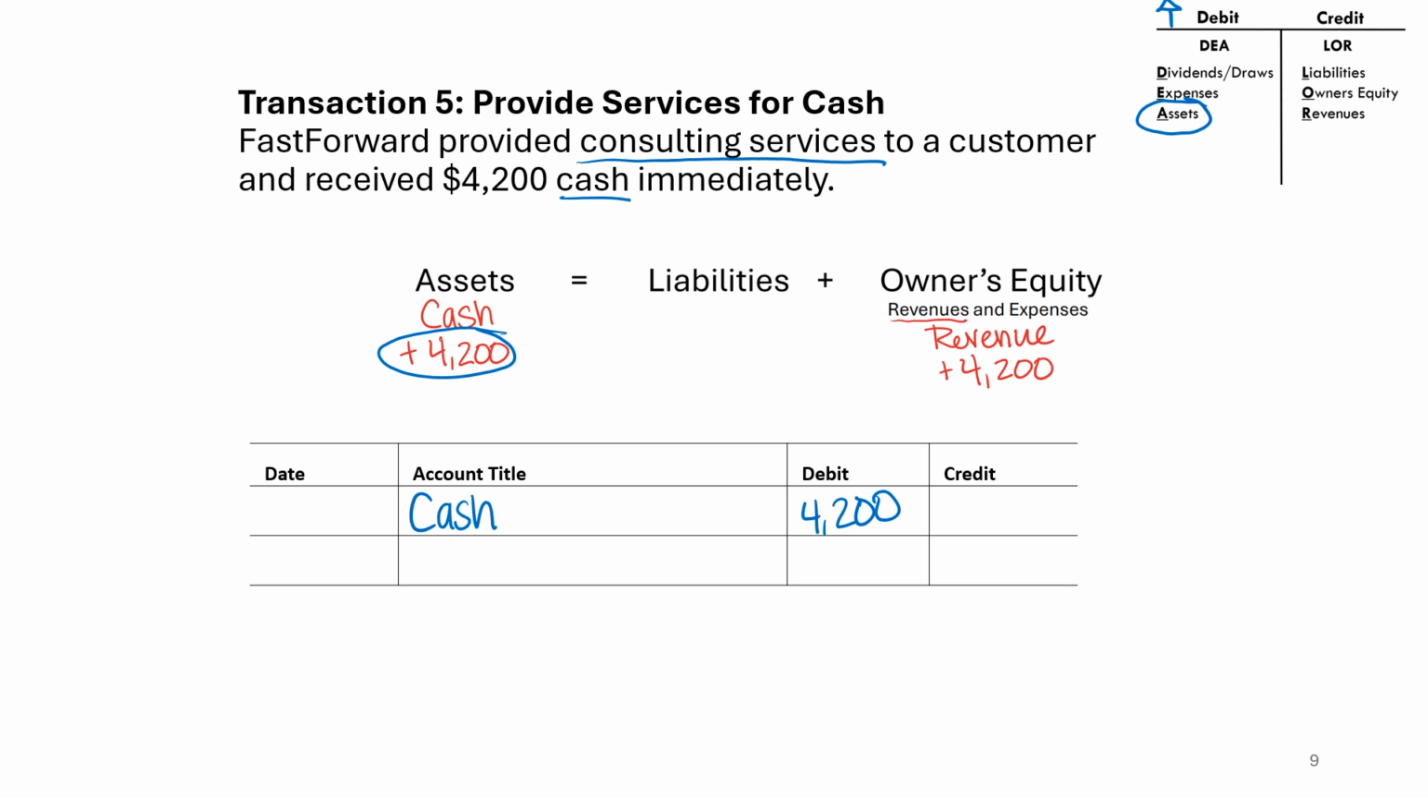So the cash is increasing, and since they have provided consulting services, their revenue is increasing. So there are lots of different names for revenue accounts. We can just call this service revenue. And the amount is $4,200.